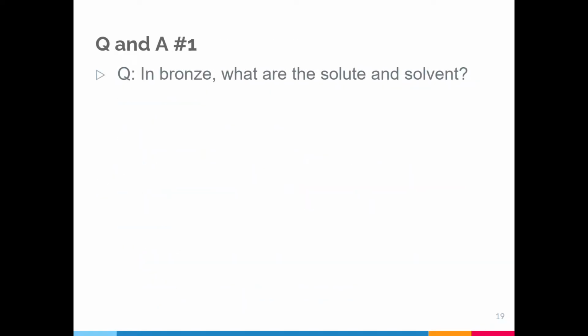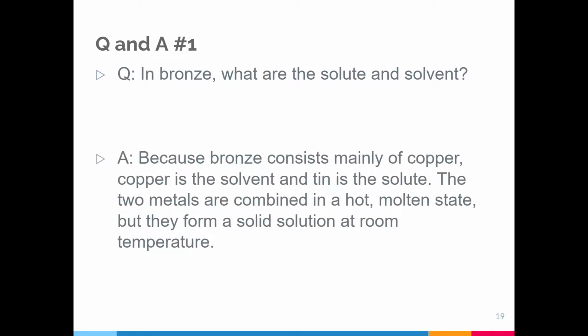In bronze, what are the solute and solvent? Give you a little hint here. In bronze, copper is the predominant metal and tin is the lesser metal. So using that information, you should determine that since copper is present in larger quantities, it will be the solvent, and then tin is the solute. The two metals are combined in a hot molten state, but they form a solid solution at room temperature.